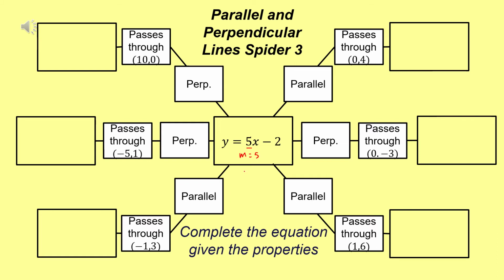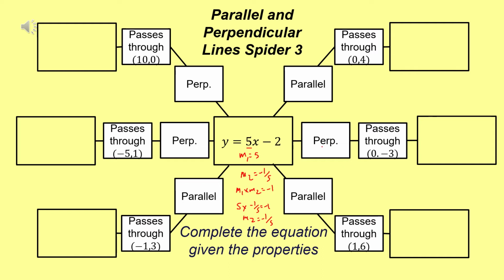So m equals 5 and we call it m1. So m2 has to equal minus 1 over 5, because m1 times m2 has to equal minus 1 for it to be perpendicular, and you should know that 5 times minus 1 over 5 equals minus 1. So m2 is minus 1 over 5. We should be really good at that now. So let's try this one.